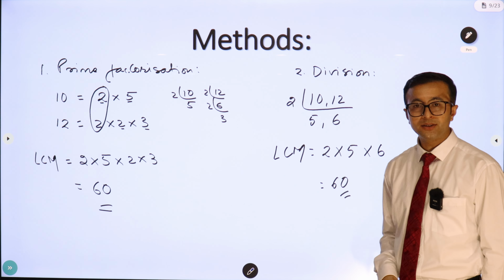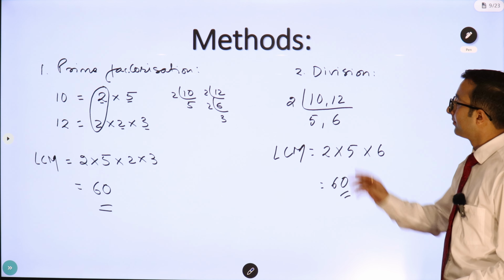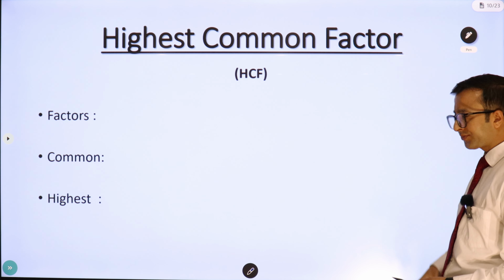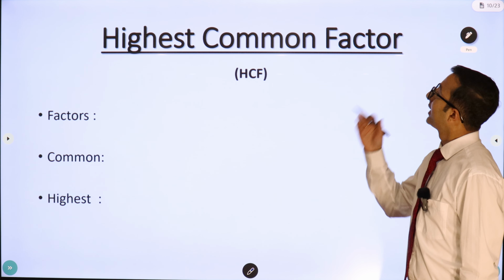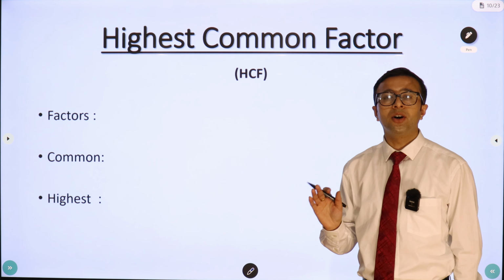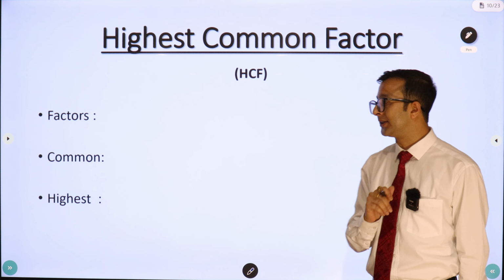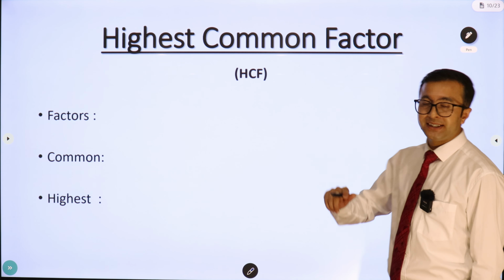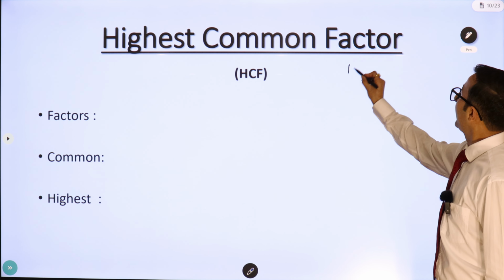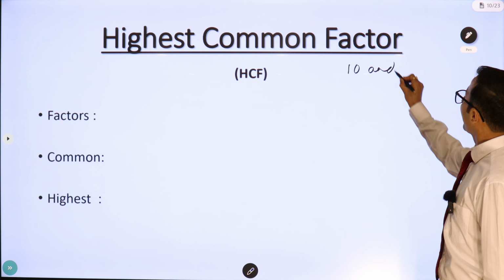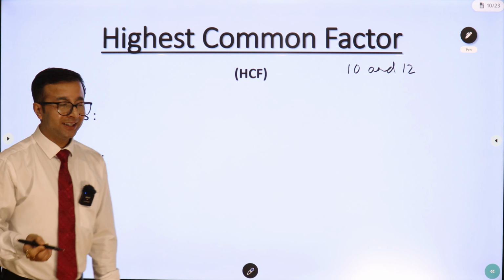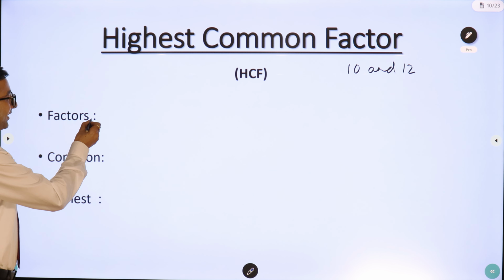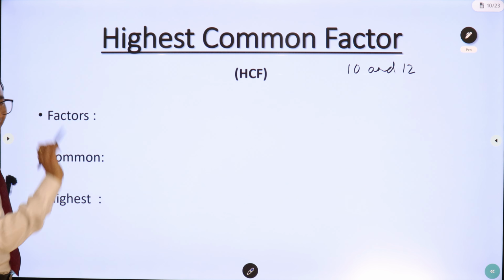So these are the methods to find the LCM of any two numbers. Next, similarly, we have HCF. HCF full form is highest common factor, HCF, or GCD, greatest common divisor. Now to find the HCF of again any two numbers, we'll take the example 10 and 12 once again. So first of all, we'll start with finding the factors of 10 and 12.